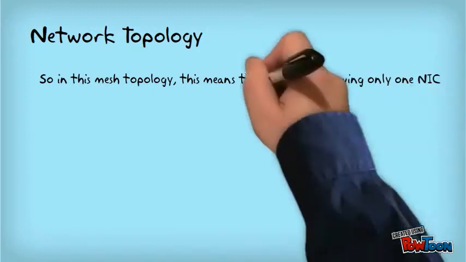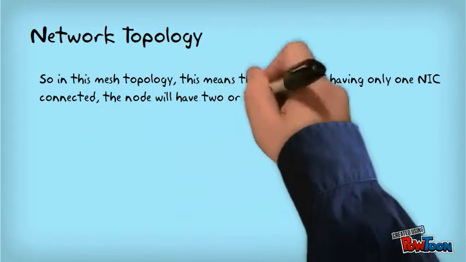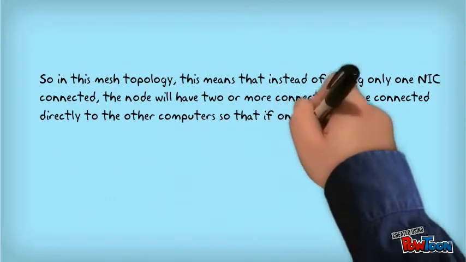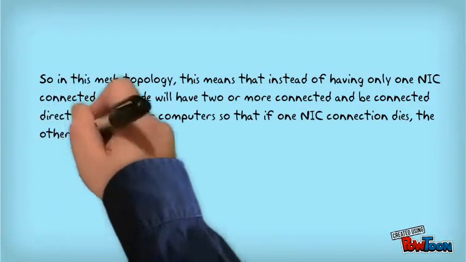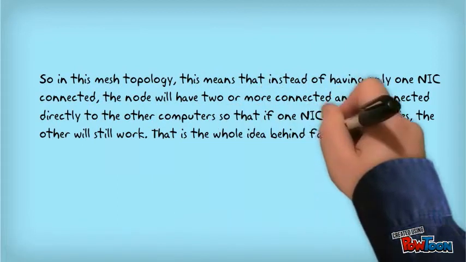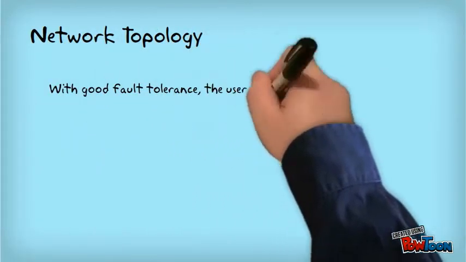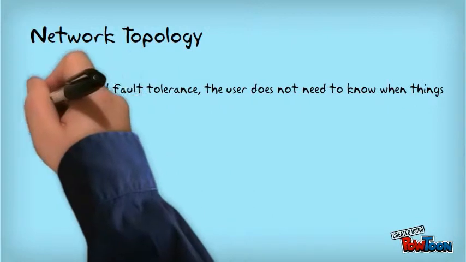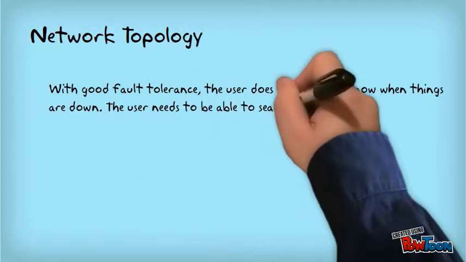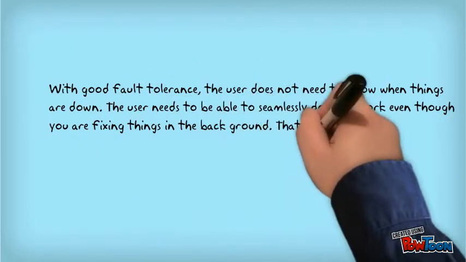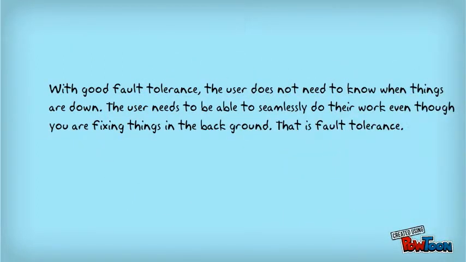So in this mesh topology, this means that instead of having only one network card connected, the node will have two or more connected and be connected directly to other computers as well. So if one network connection dies, the other one will still work. That's the whole idea behind fault tolerance. With good fault tolerance, the user does not need to know when things are down. Their needs will be seamlessly met, and they're going to continue to work even though you're fixing things in the background.